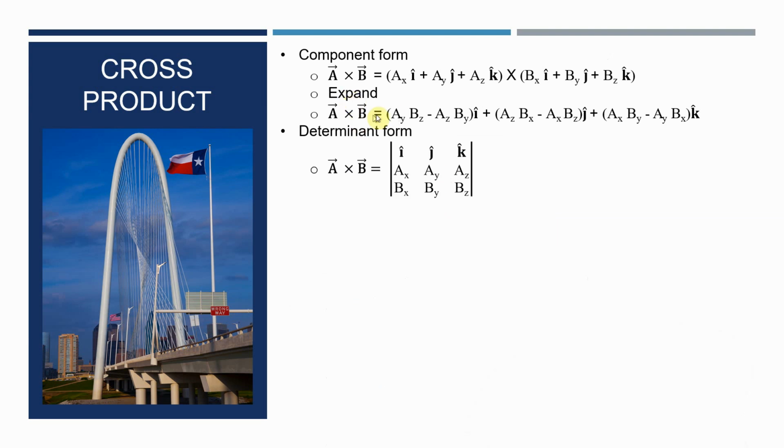Component form, when you expand this out: ax times bx, I hat times I hat is 0, ax by K hat, ax bz negative J hat, ay bx negative K hat, ay by is 0 so it doesn't exist, ay bz is positive I hat. And then, well, anyway, you get the idea. Just do all the distributive stuff.